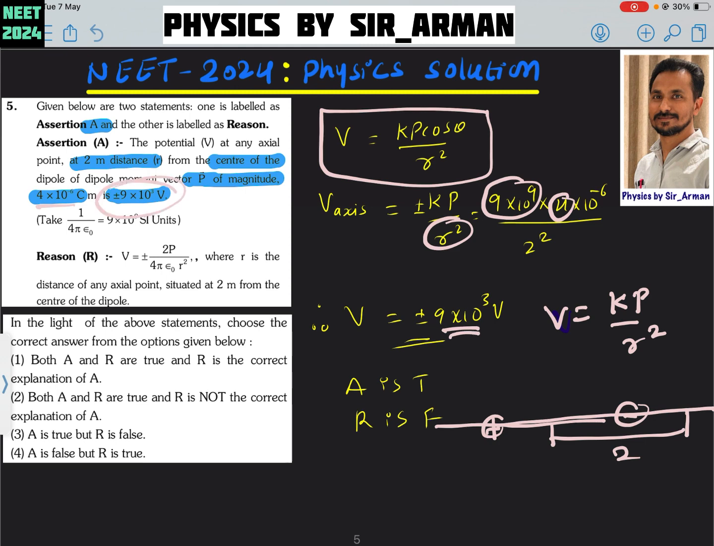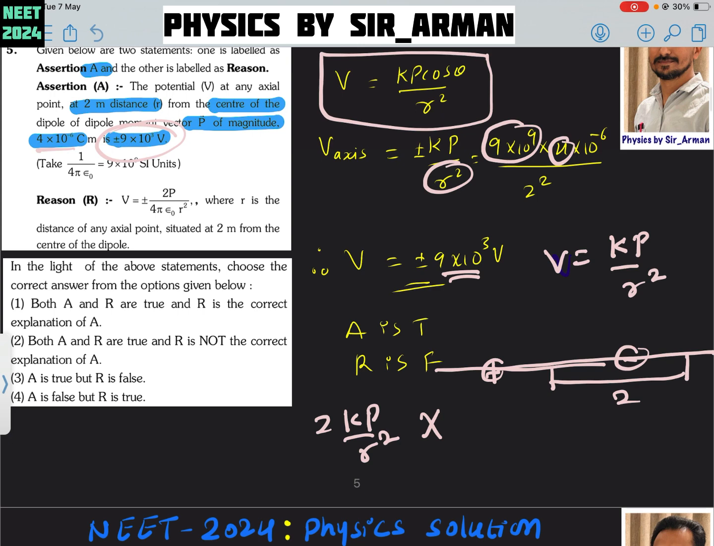So same here, it is given 9000 volt. So the assertion is correct. Now the reason, V is equal to 2P. If you rewrite this, you will get 2kp by r square. So this is a wrong equation. This kind of equation is not there anywhere for electric potential. So statement 1 is true and statement 2 is false. So the correct answer is which one? A is true, R is false. So C is the correct one.